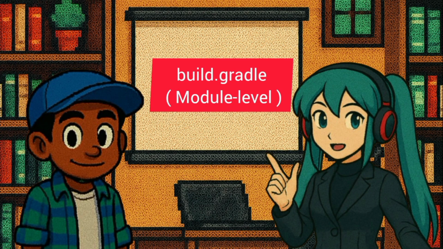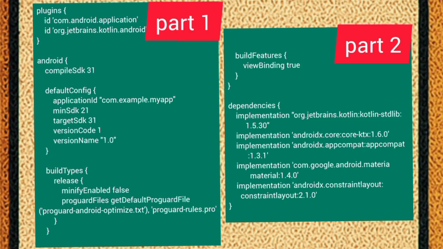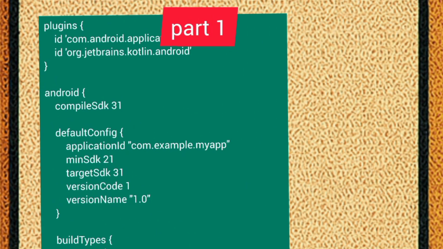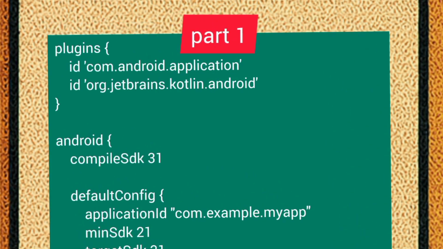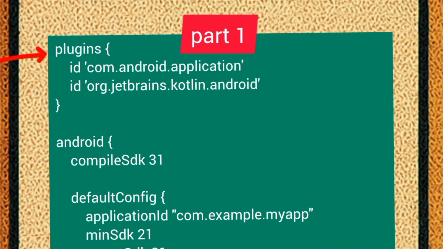Now, let's look at the other file that also contains a dependencies block. This build.gradle module file looks like it's casting spells to be incomprehensible. I have an anti-spell. Okay, let's talk about the plugins block. It might look simple, but it's super important.